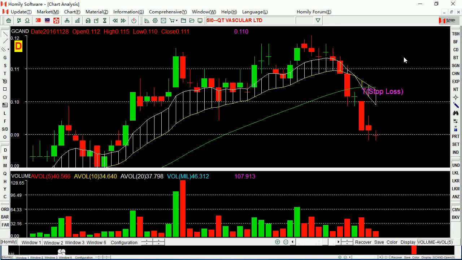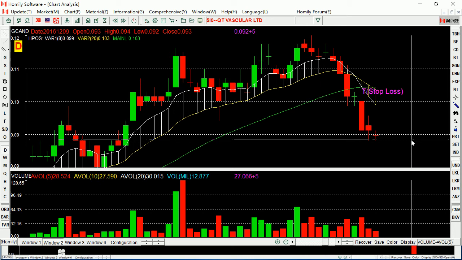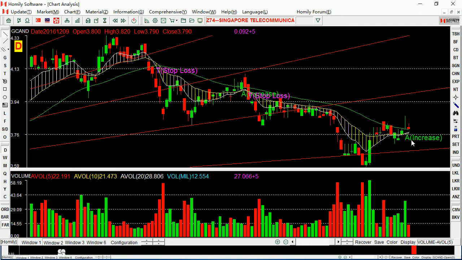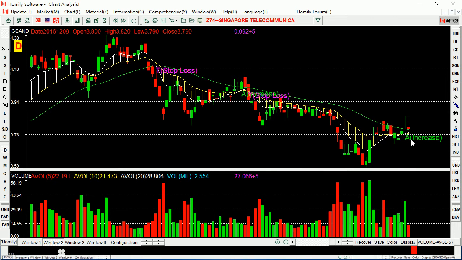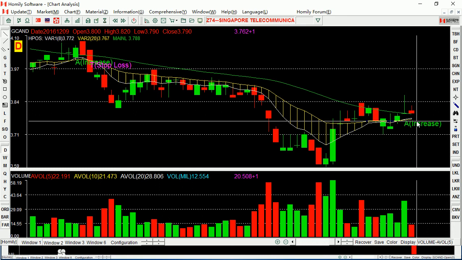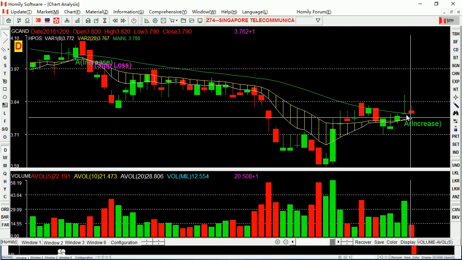So here, can we buy or not? There's no buy point appearing, so we cannot buy. Wait and see, okay? So let's see this one. The increase signal appears, so can we buy or not? The green line is down or flat? Still down, right? So we know that here the green line has the resistance. If the green line can go up again, maybe you have another chance to operate these stocks.